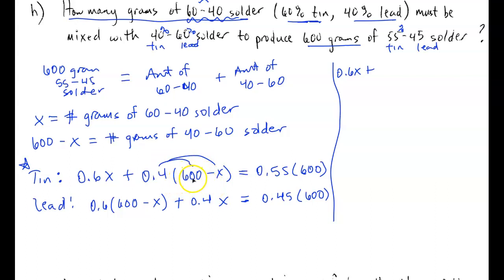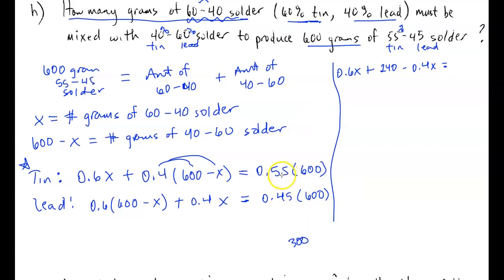Here we see that if we do 10% of 600, that's 60. And so 40% would just be 60 times 4, which would be 240, minus the 0.04x. And then after that, if we do 55% of 600, we know 50% of 600 is 300.